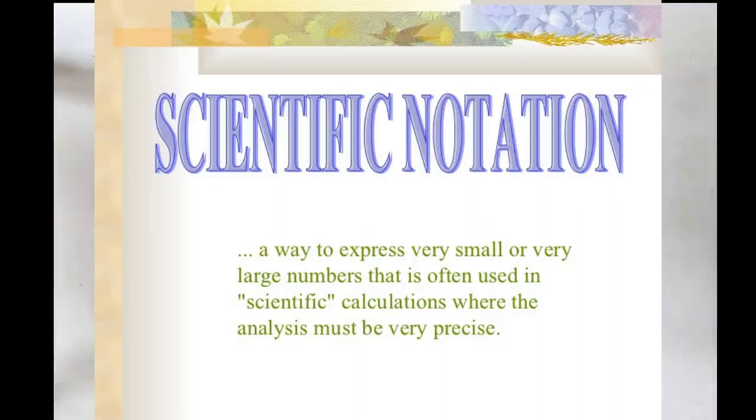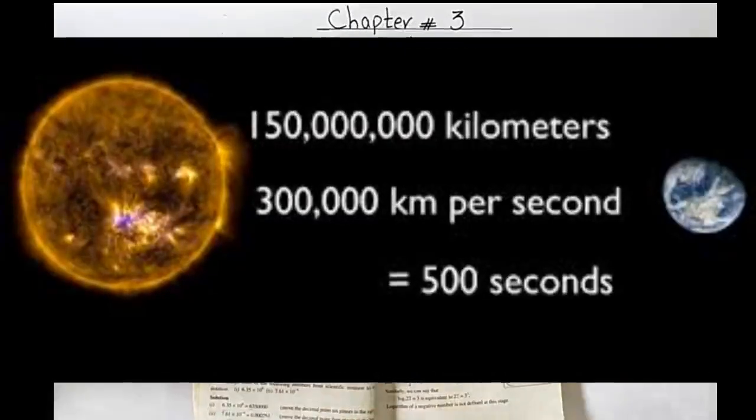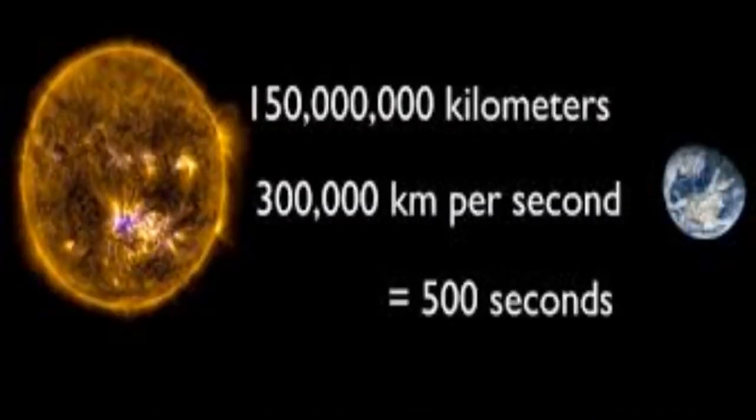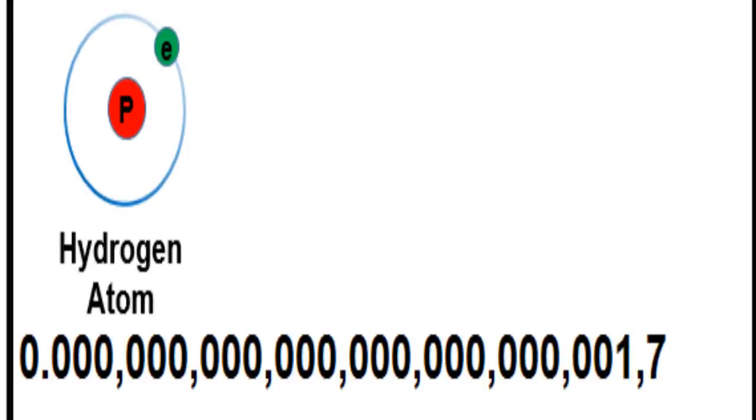Scientific notation is a procedure in which a very large number or a very small number can be written in the easiest form. Let's suppose, as we know, the distance from the earth to the sun is approximately 150,000,000 kilometers. And a hydrogen atom weighs 0.000 and so on, grams.